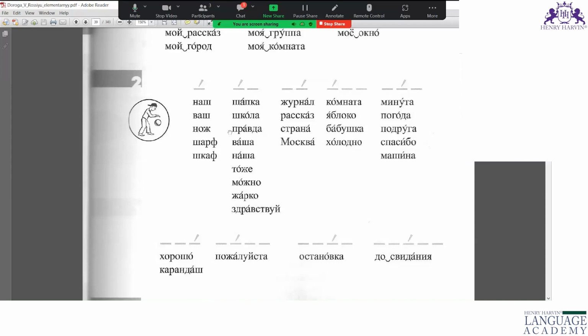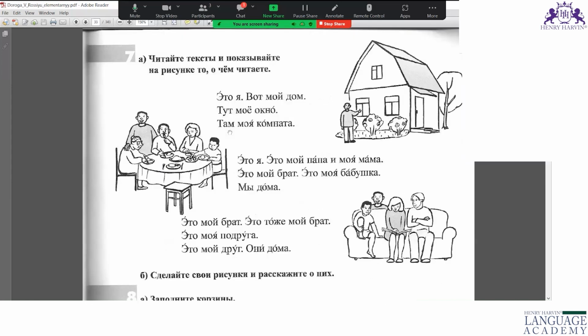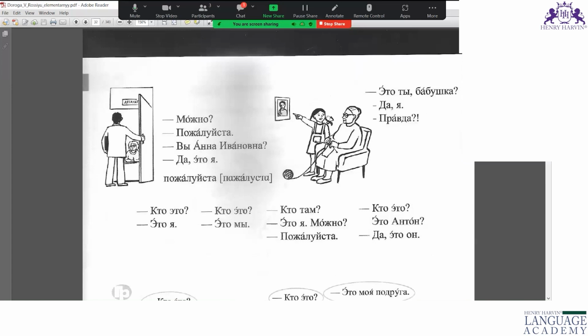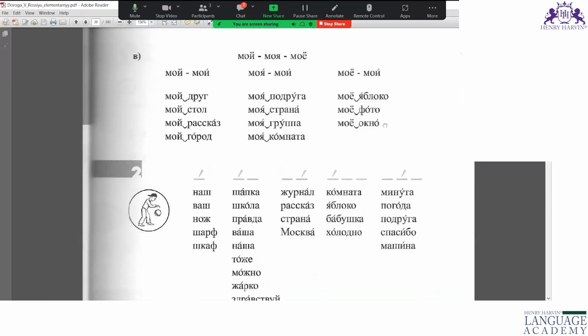Let me remind you, last lesson we had this situation when the girl was looking at grandma's portrait when grandma was young. She was asking, "Ты бабушка, is it you, grandma?" Да, yeah, it's me. Pravda, really? Okay, so pravda is really, true. Yes, правда.